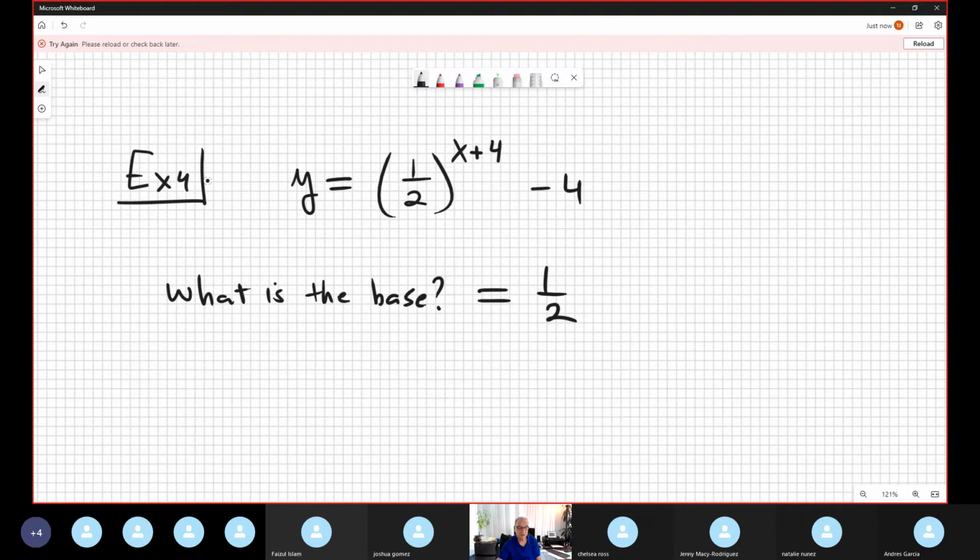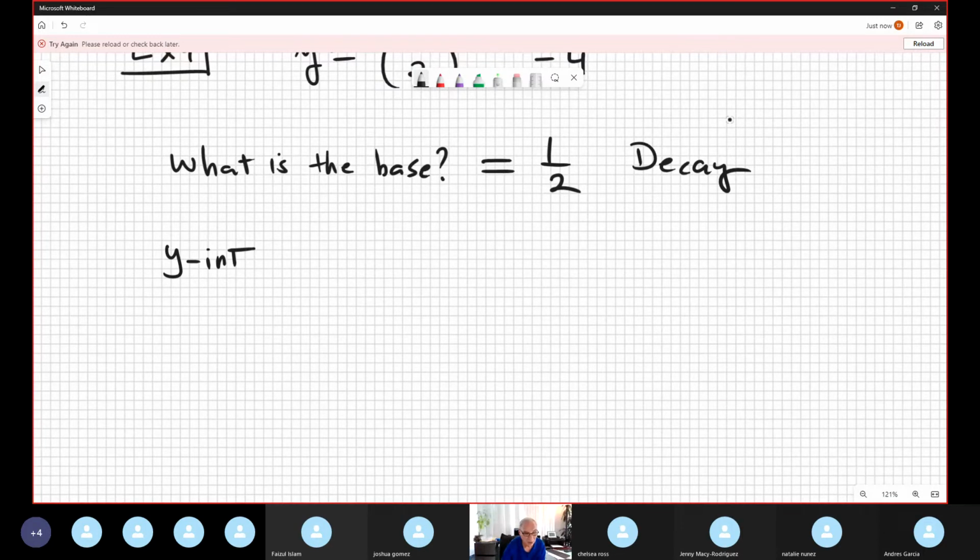So if I want to classify this exponential as a growth exponential or a decay exponential: decay. How do you know? It's less than 1. Exactly, because the base, 1/2, is less than 1. Now let's find the y-intercept, the x-intercept, and the horizontal asymptote, of course. You can do the table if you want, but more practice is better, and we use decimals, finally.